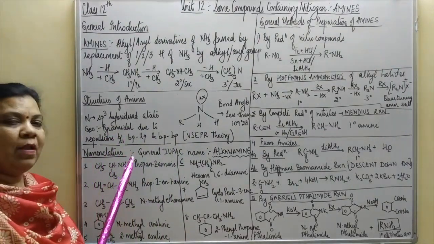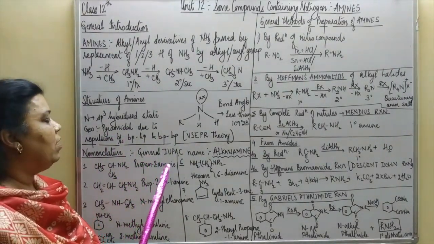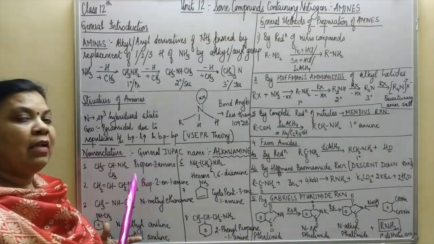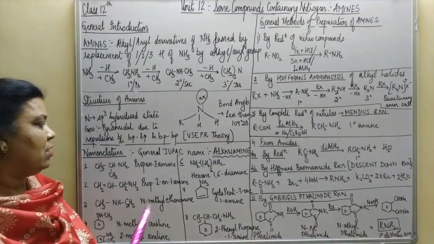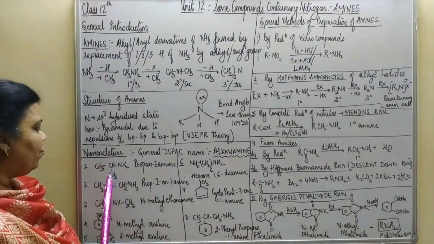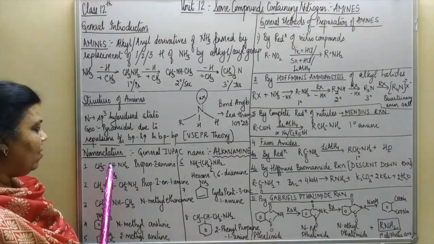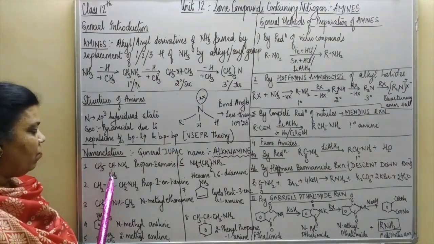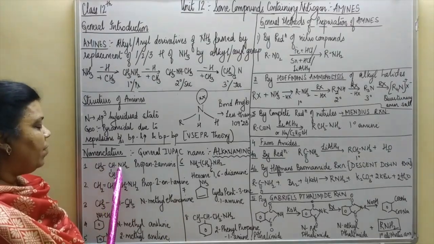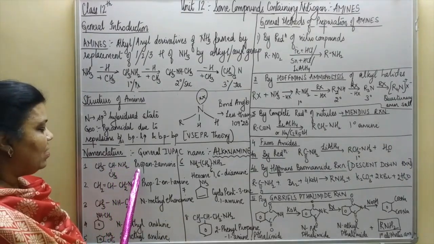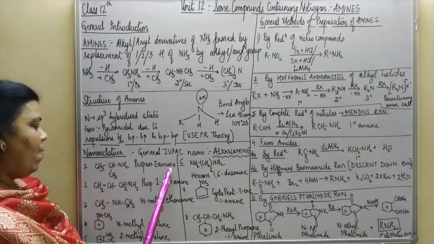Now let us see the nomenclature and a few nomenclature problems. Remember that the general IUPAC names of amines are alkanamines. So if you just see this first structure, you will find, if you select the longest parent hydrocarbon chain, the chain is containing 3 carbons. And to carbon number 2, NH2 is attached. So we write it as propan-2-amine.